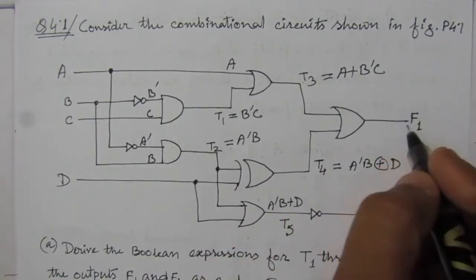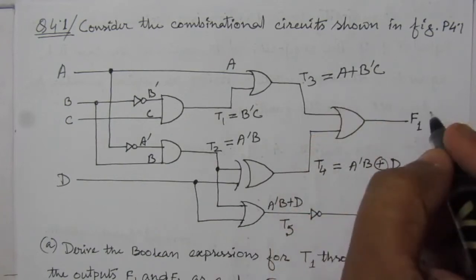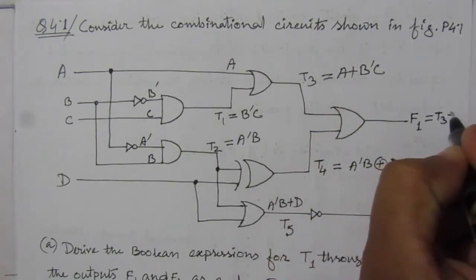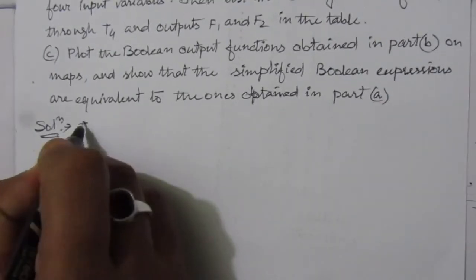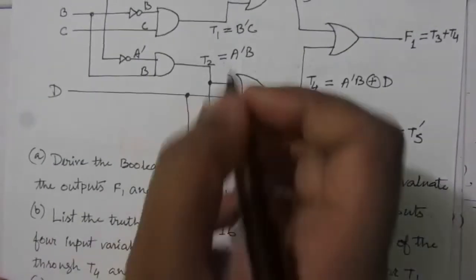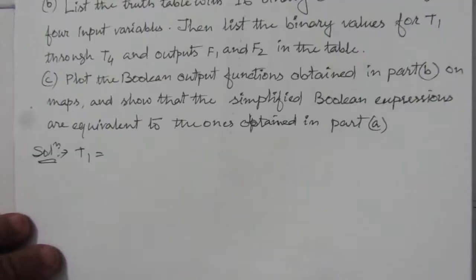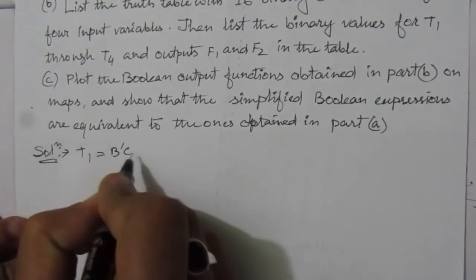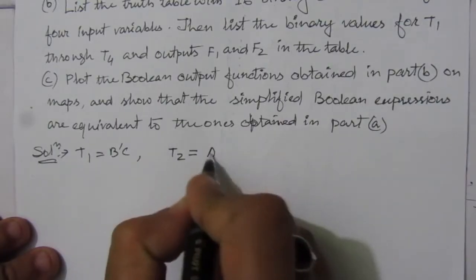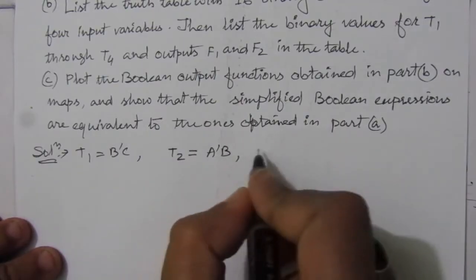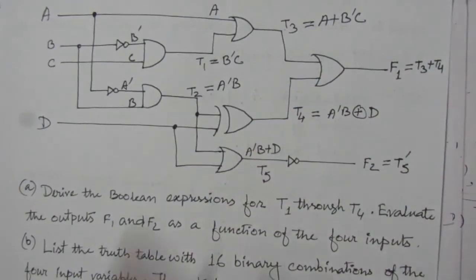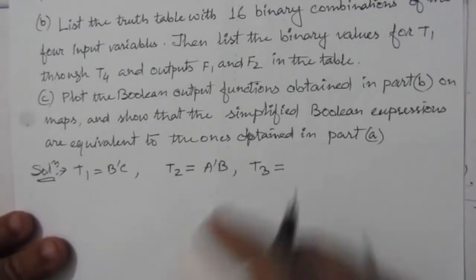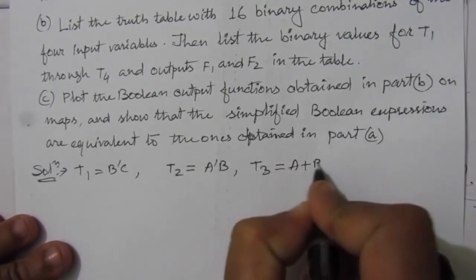Here we can see that F1 is the addition of T3 and T4, so you can write it as T3 plus T4. So we have got these Boolean expressions. Now let us write them down one by one. We have already obtained T1 equal to B bar C, T2 equal to A bar B, and T3 equal to A plus B bar C.